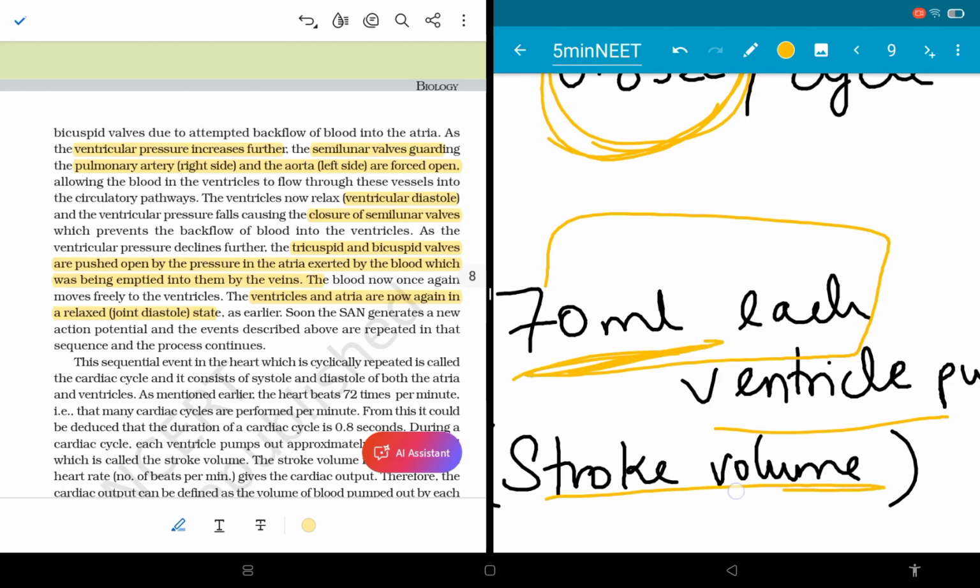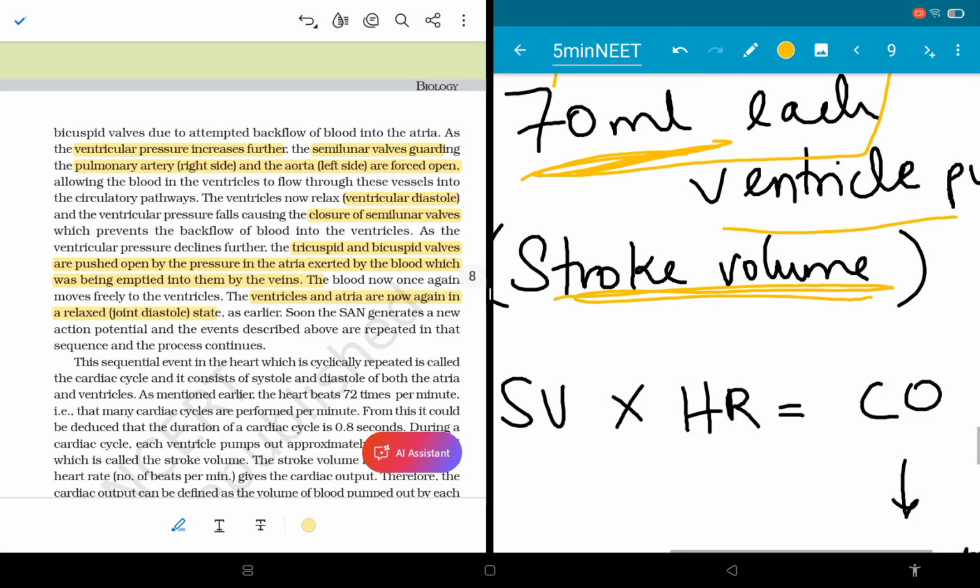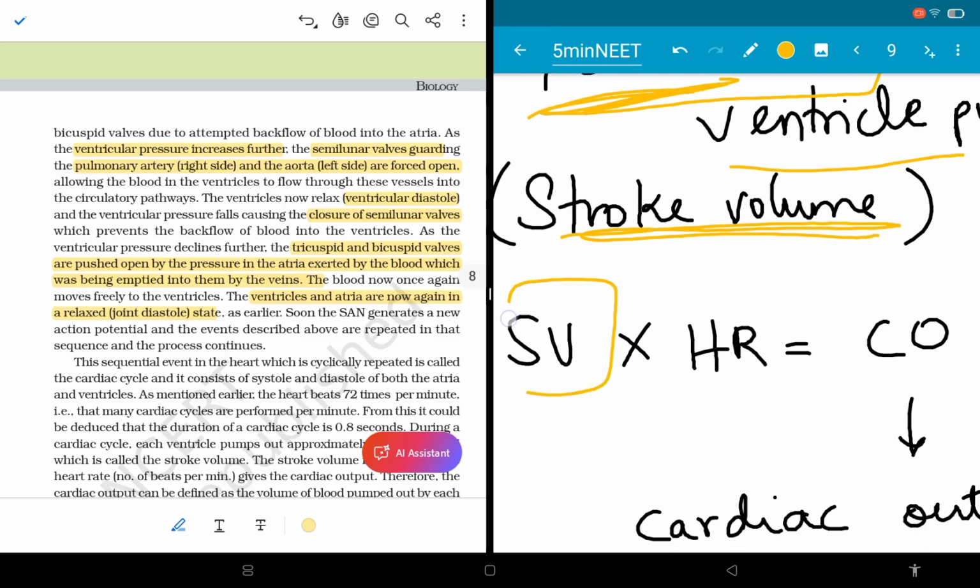So it is known as the stroke volume of your heart. Stroke volume multiplied by heart rate gives you the cardiac output. This is a formula to remember. It will follow you if you enter MBBS, BDS or any medical allied courses. This will follow you in human physiology in your first year, and even after that it will follow you. So remember, stroke volume multiplied by heart rate will give you cardiac output.